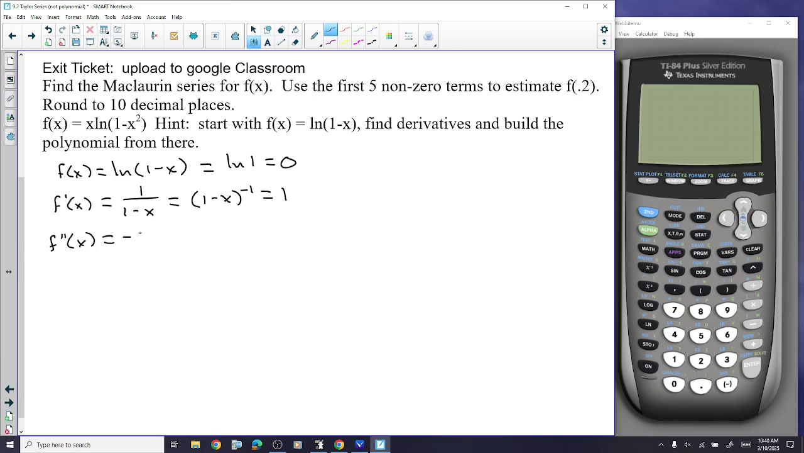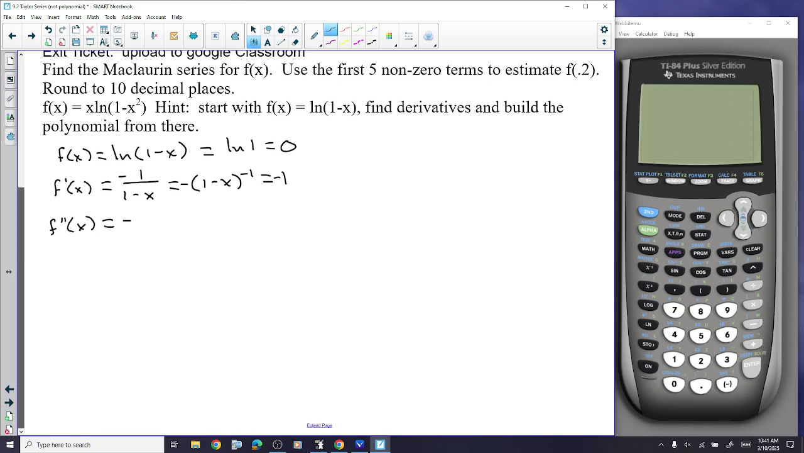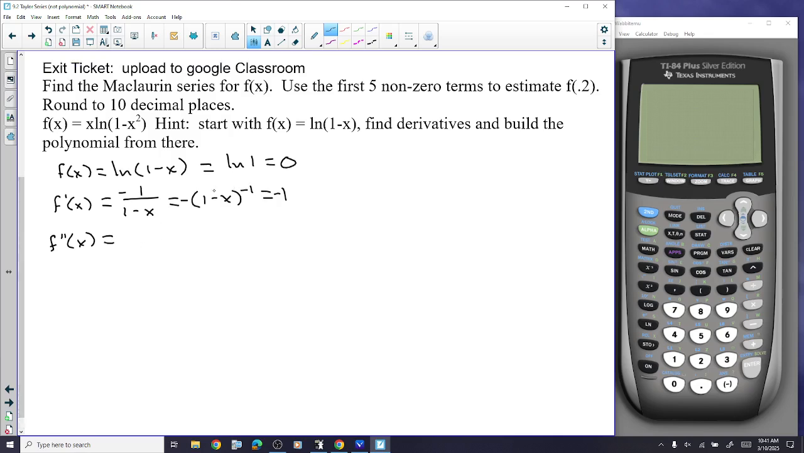Second derivative is negative. Oh, wait. Oh, I messed up. Anybody catch it? It's negative, times a negative 1. That's negative. So that's negative 1. Forgot the chain rule. So now when we multiply negative 1 times a negative, that's a positive. So it's really 1 minus x to the negative 2, but then times negative 1. So all of these are going to end up being negative. So this is also negative 1.